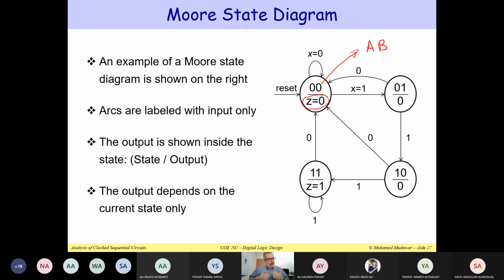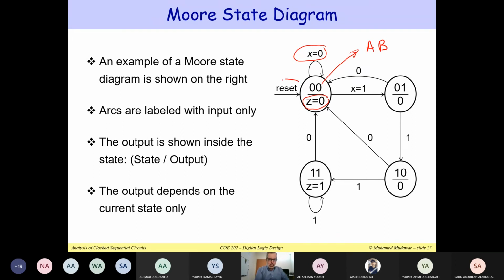Now the output is also shown inside the circle because the output depends only on the state and it does not really change according to X. Notice that X here is my input. We always show the X on the arc, whereas we show the output inside the state. So if you see the output appearing inside the state, you know that this is a Moore. Okay, this is the state diagram of a Moore sequential circuit. Is this clear? Students? Right.